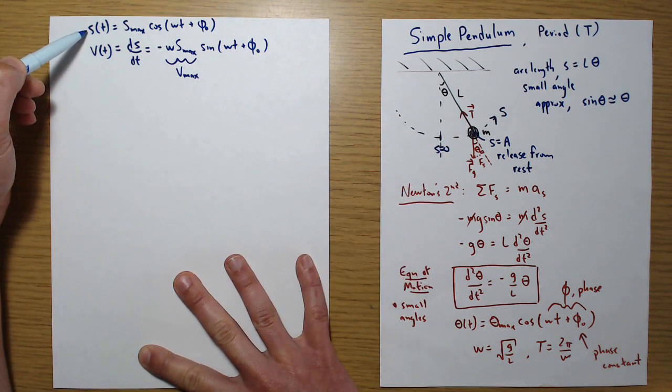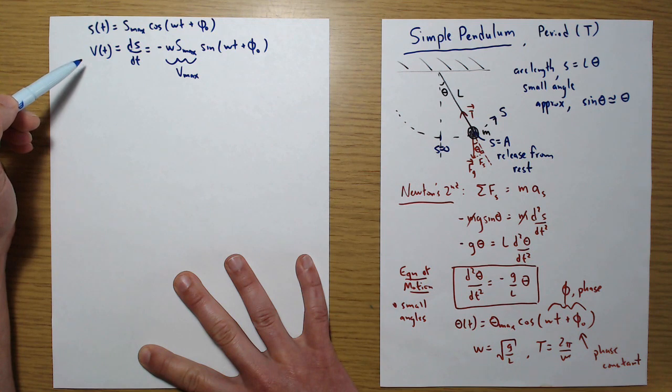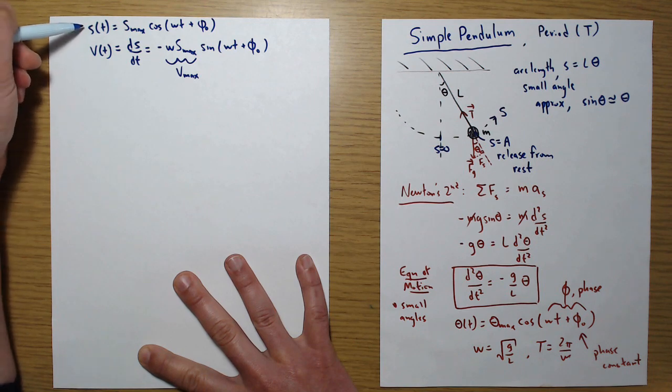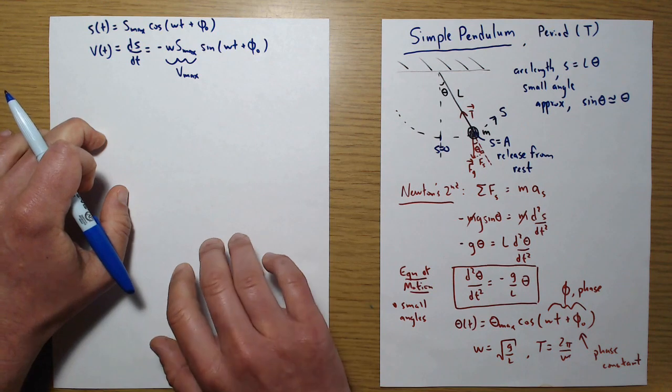If I think of position and velocity, these two functions are just phase shifted. Sine and cosine are phase shifted by pi over 2, because when the position is max, the velocity is 0. When the position is 0, the velocity is maxed. Right? So these are related to each other by a derivative.